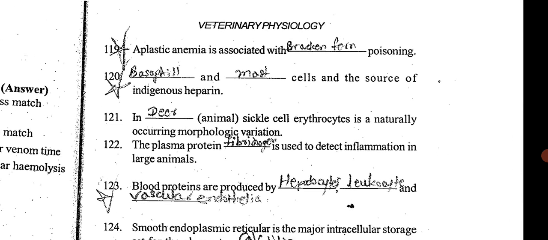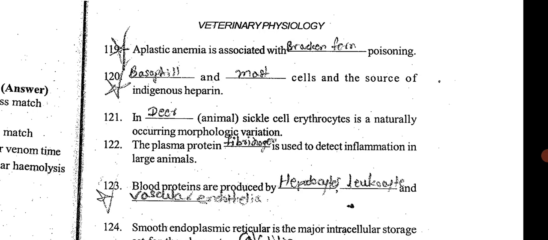Aplastic anemia is associated with bracken fern poisoning. Bracken fern poisoning leads to aplastic anemia that may lead to death. And there are also hemorrhages in bracken fern poisoning. On post-mortem examination, if we see hemorrhages, then we can suspect bracken fern poisoning and differentially diagnose. Another diagnostic pointer is that there will be aplastic anemia.